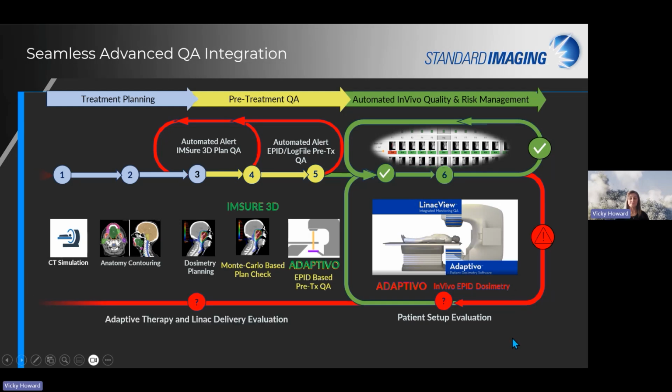If everything looks good with the setup, then you take it to the next level of investigation. Perhaps something changed with anatomy and there's a need for an adaptive therapy investigation. Or if that looks good, perhaps there is something with the LINAC delivery, and you might want to do a LINAC-View log file analysis to see if there's any deviation on the clinical side that is having a dosimetric impact on the treatment delivery and dosimetry.